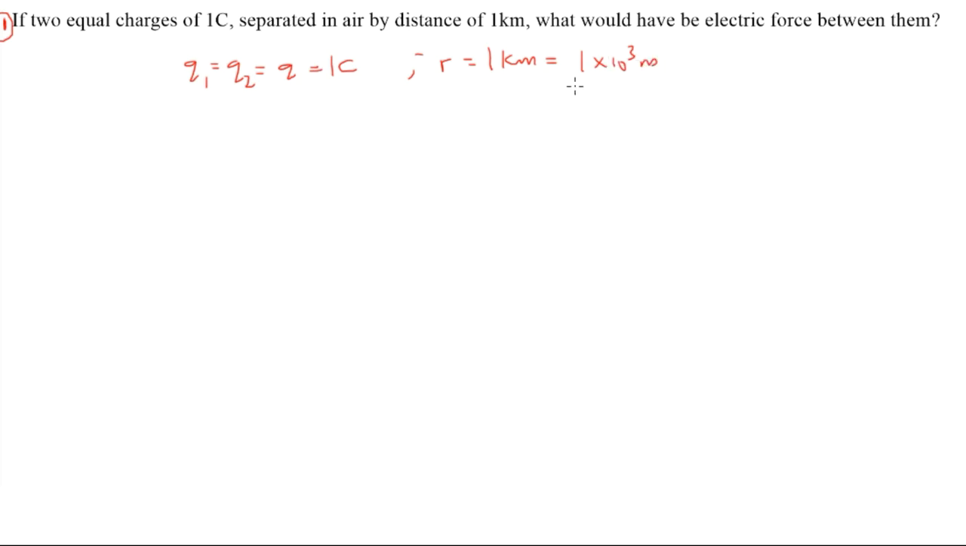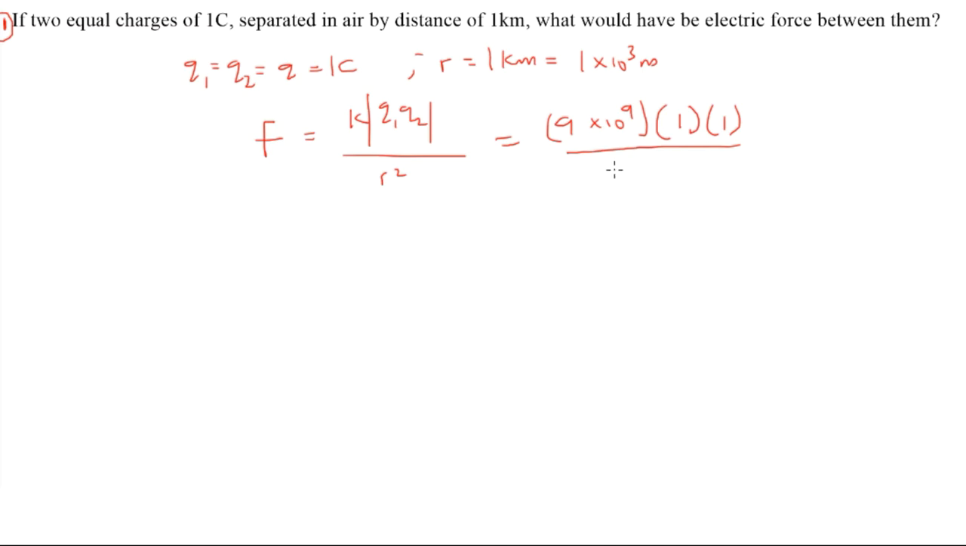Now, to find the electric force between them, according to Coulomb's law, we know that it is K times the magnitude of the two charges over the square of the distance. So K is 9 times 10 raised to power 9 in that unit, and then we have the product of Q1 and Q2, but the question says it is 1 coulomb, the same thing as 1 squared. Now R squared is (1 times 10 raised to the power 3) squared. If you press this on your calculator, that will be equal to 9000 newton, or 9 kilonewton, as the case may be. All right, let's solve another problem.